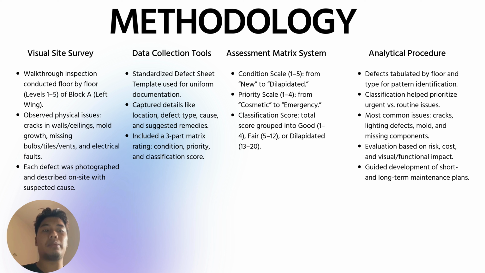The defects were tabulated by floor and type for pattern identification. The classification helps us to prioritize urgent versus routine issues. The most common issues that we found are cracks, lighting defects, mold, and missing components. The evaluation is based on risk, cost, and visual and functional impact. Also, we guide the development of short and long-term maintenance plans.